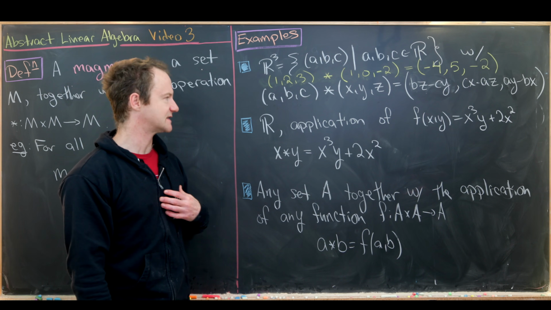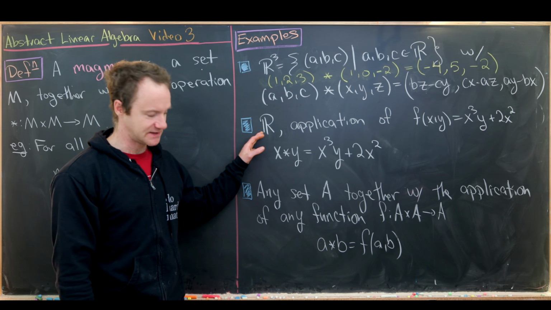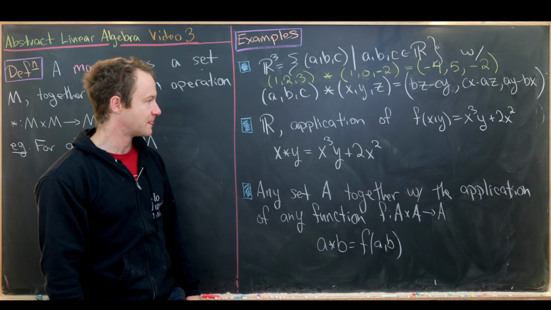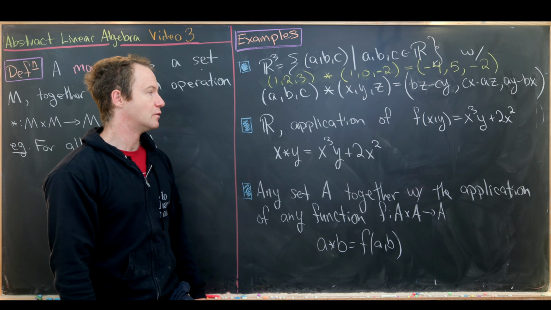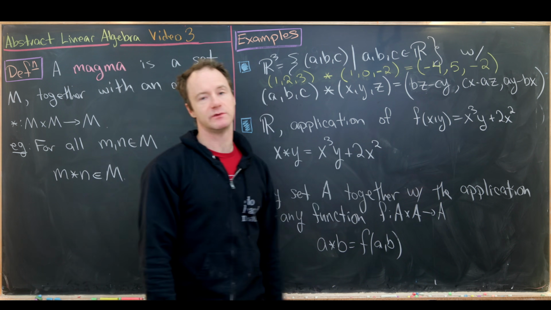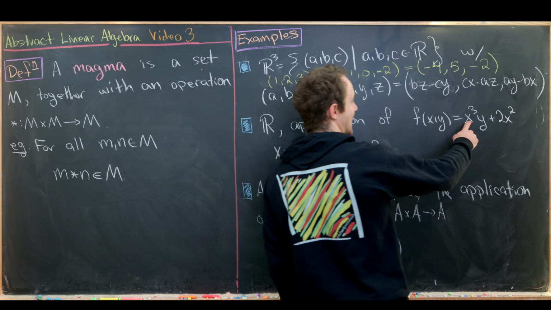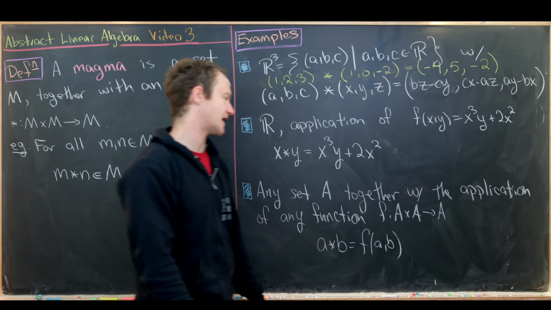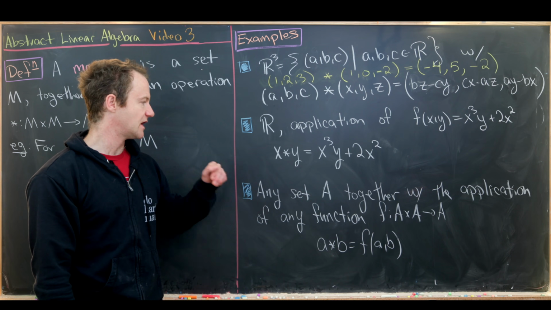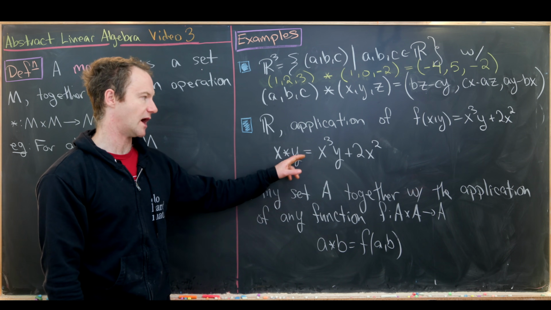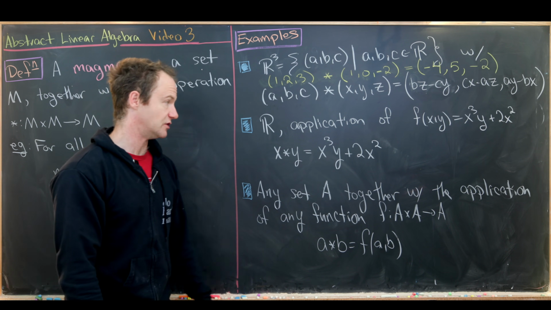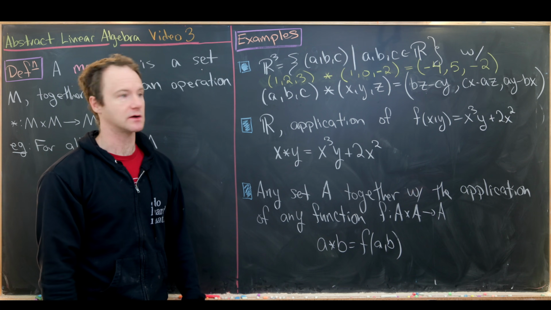Okay, for our next example, we'll take the set to be the set of real numbers, and our operation will be the application of the following two variable function. I've called it f of x, y, and it'll be x cubed y plus 2x squared. And so here we'll have x star y is just x cubed y plus 2x squared.